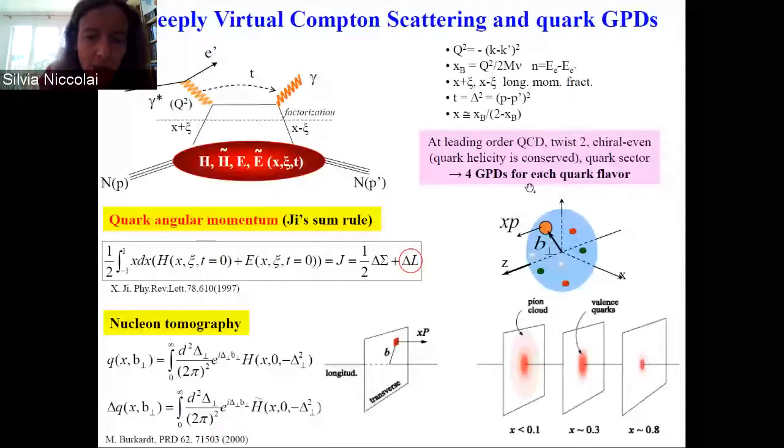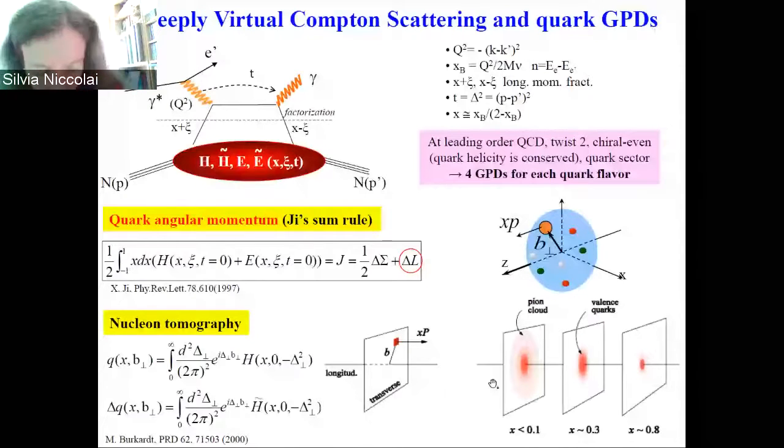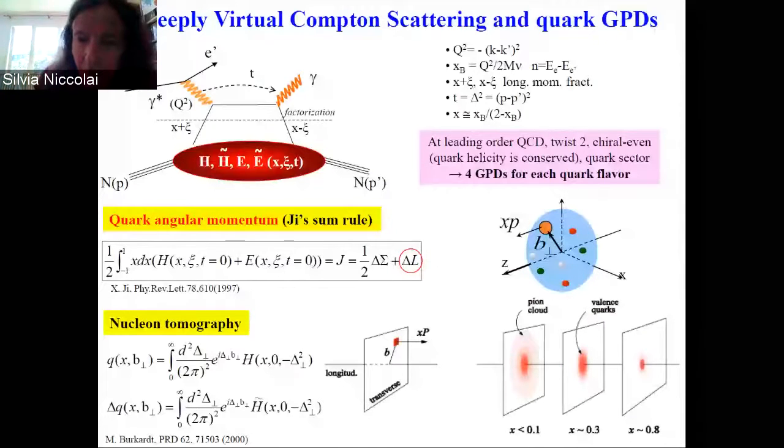There are two main properties that we like to put forward. One is the possibility to extract the contribution of the quarks to the total angular momentum of the nucleon with the G-sum rule, and the other one is the possibility to do the tomography of the nucleon, by correlating the distribution in the longitudinal momentum dimension and the transverse position of the parton in the nucleon.